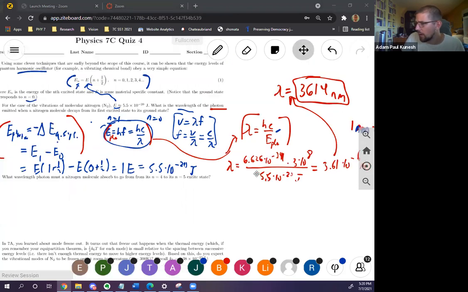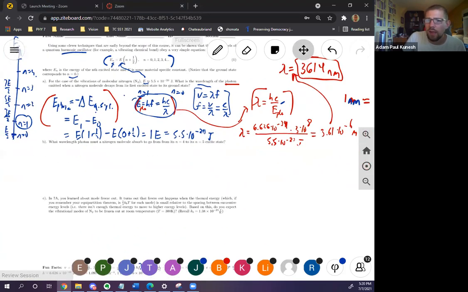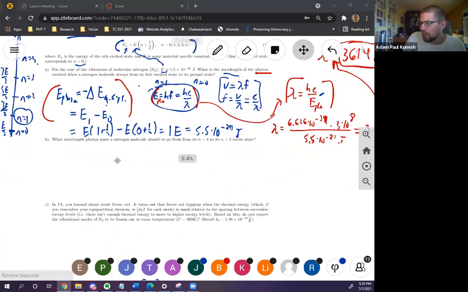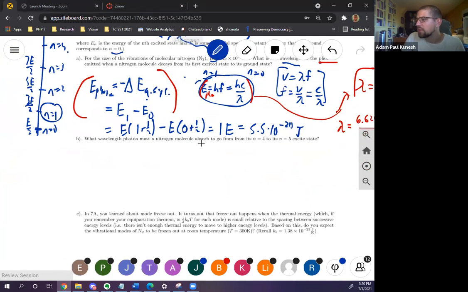Awesome. Okay, thanks, chat. Let's go ahead and move down to part B. What wavelength photon must a nitrogen molecule absorb to go from its n equals 4 to n equals 5 excited state? This is essentially a repeat. We're doing the same process again, so I'm going to do it fast and see if you can keep up. I'm going to ask y'all for the wavelength at the end.